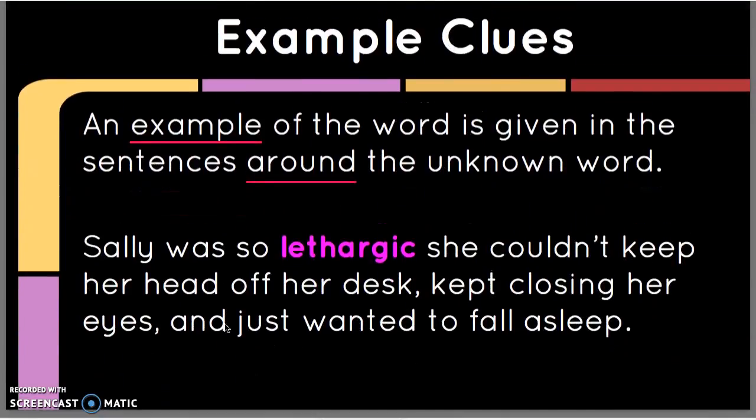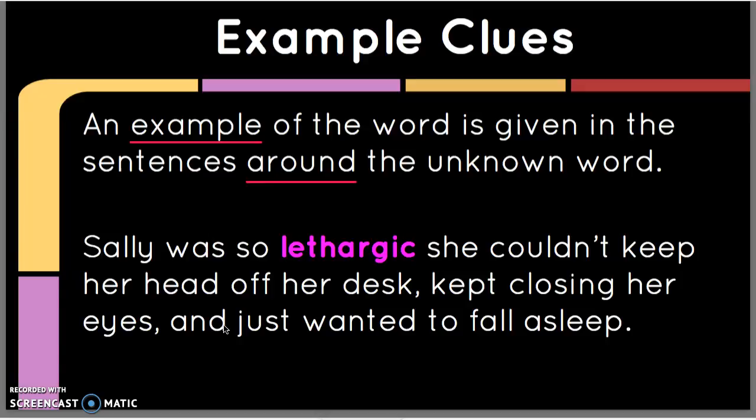The next type of context clue, example clues. Just by looking at the name, you can probably tell it's going to use examples. Example clues: an example of the word is given in the sentences around the unknown word. So instead of giving you the meaning, we're going to give you different types of examples to help you figure it out. So you might need some prior knowledge or prior experience to really figure this out.